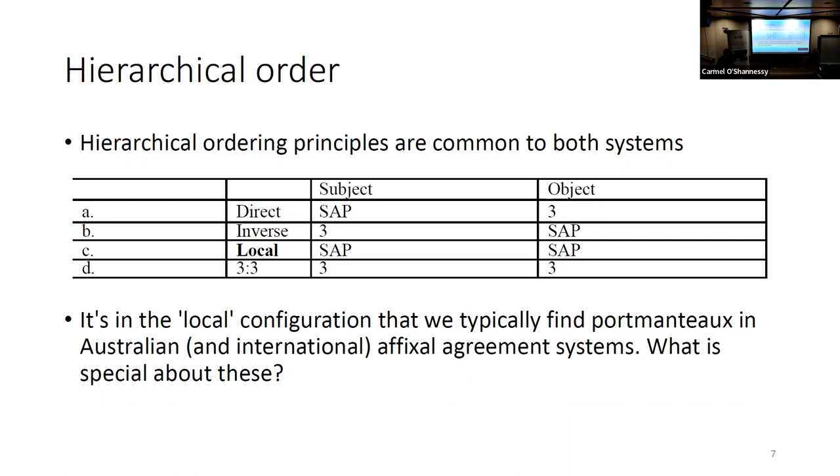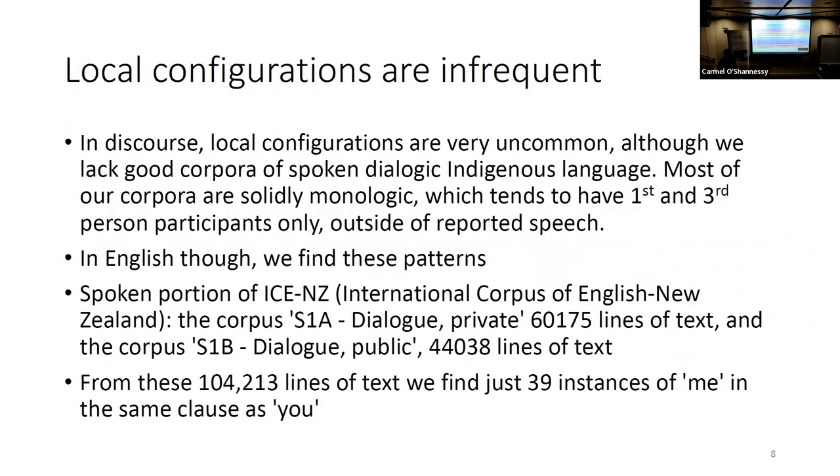The ones that we're interested in here are the local categories, the local configuration, which involves two arguments, both from the speech act participant part of the paradigm. And that's where we find portmanteaus in Australian and international affixal agreement systems. What is special about that particular combination of arguments? So firstly, I'm going to make the observation that combinations of two speech act participant arguments are reasonably uncommon in discourse.